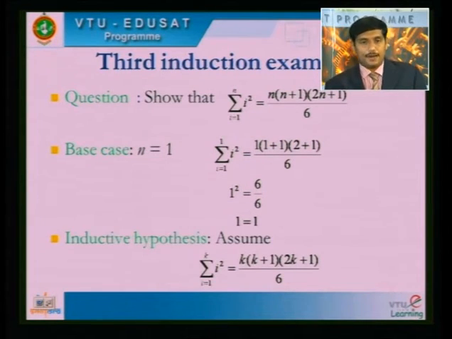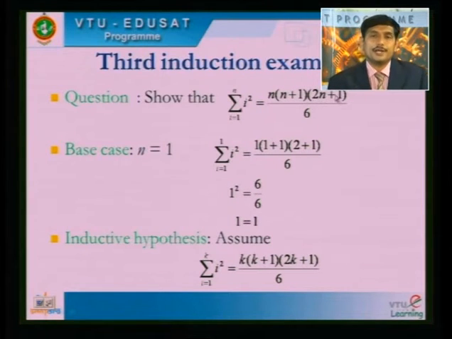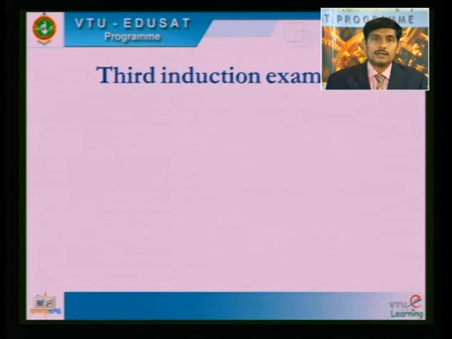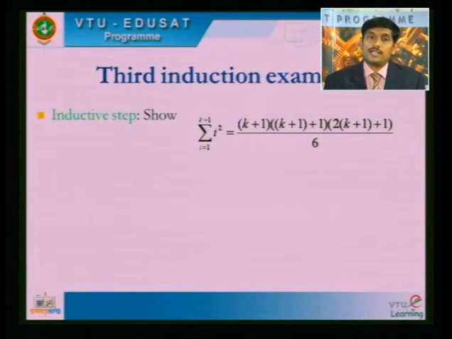Next, induction hypothesis means replace n with k here. The summation of i squared, i running from 1 to k, is equal to k times k plus 1 into 2k plus 1 divided by 6. Assume that it is true. Next we show that, what is to show: the summation of i squared, i running from 1 to k plus 1, is equal to, in place of k we replace k plus 1, k plus 1 into k plus 2 into 2k plus 3 divided by 6.